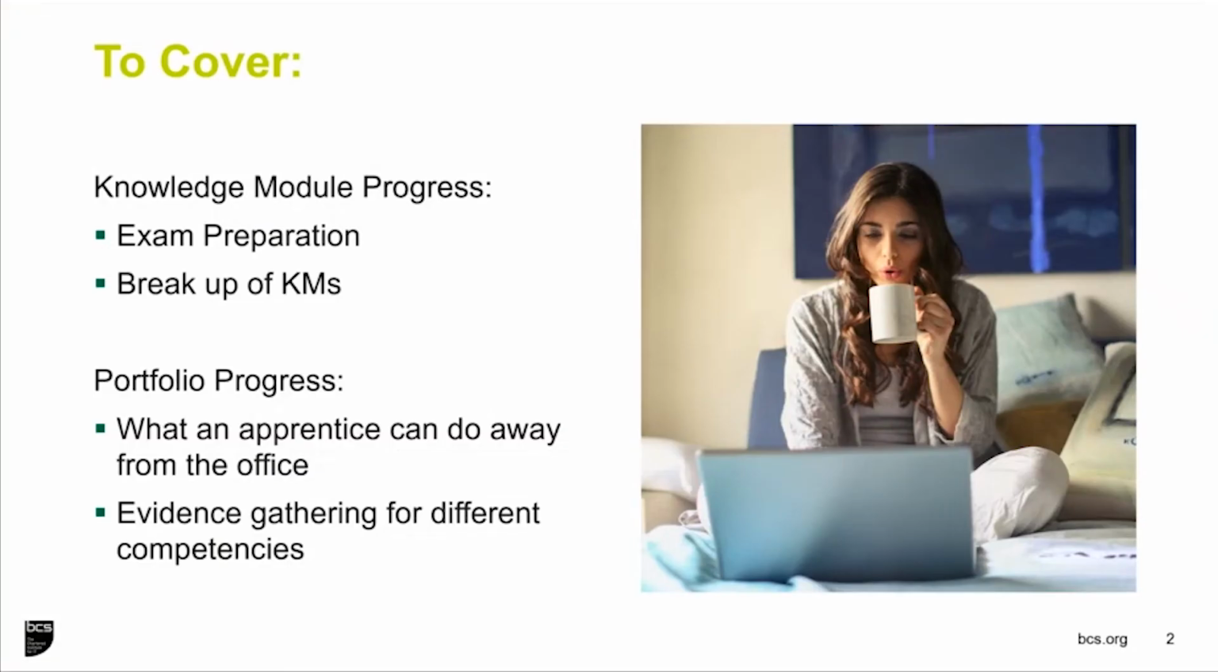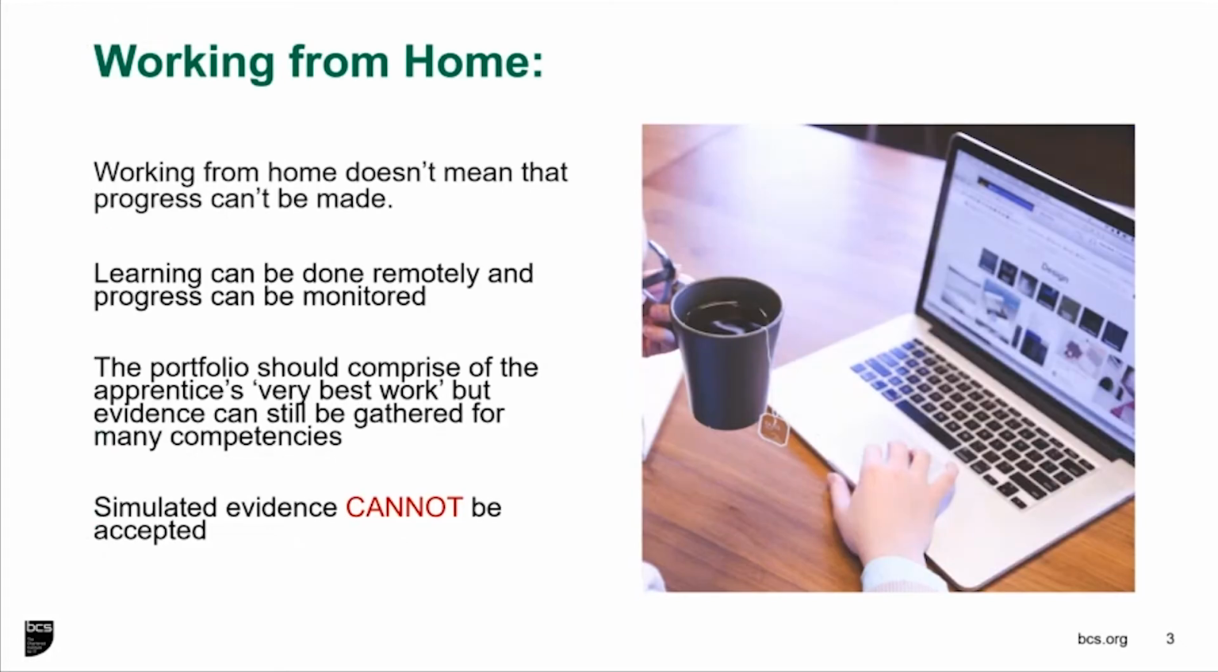So the main areas that we are going to cover are the progress of knowledge modules and the progress of the portfolio. With the knowledge modules, we're going to talk a bit about exam preparation and also a few pointers on how you could break up knowledge modules to be able to support the apprentice a little bit further. And with the portfolio, we're going to talk about what an apprentice can do when they're away from the office and how evidence could be gathered for different competencies.